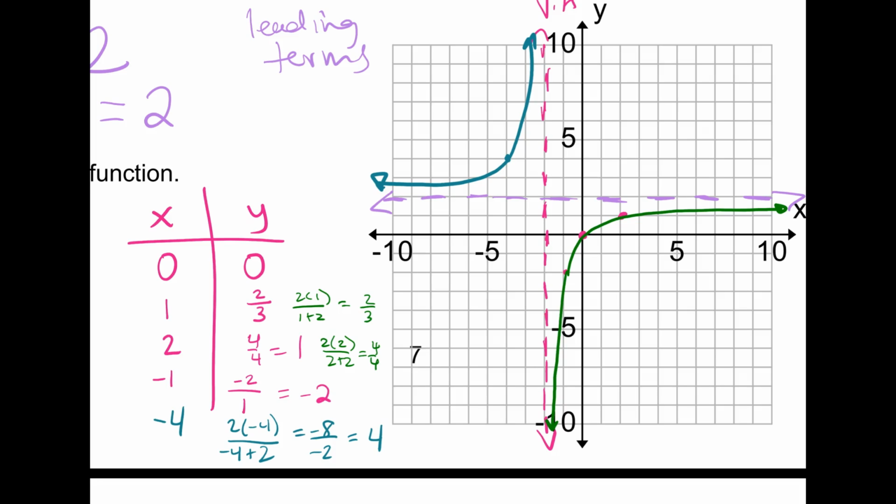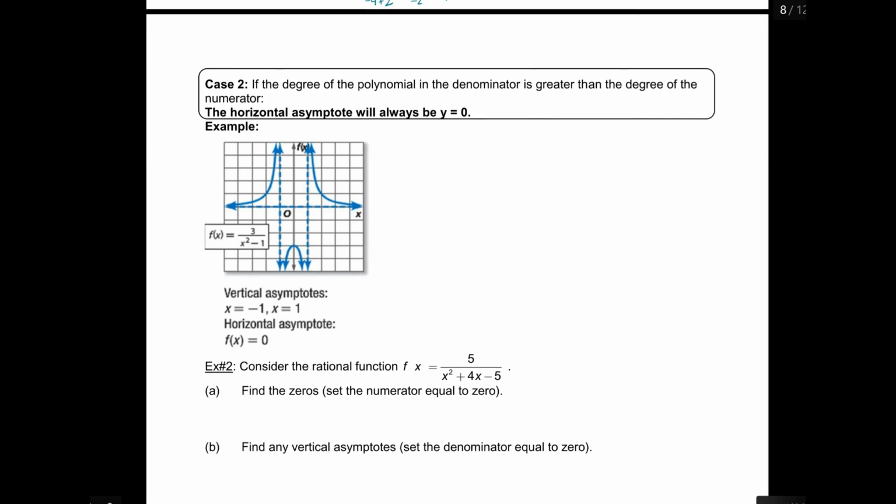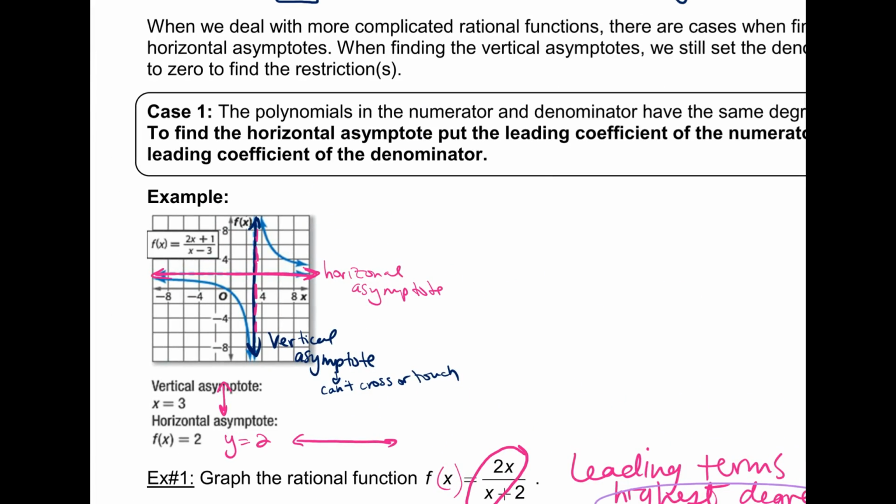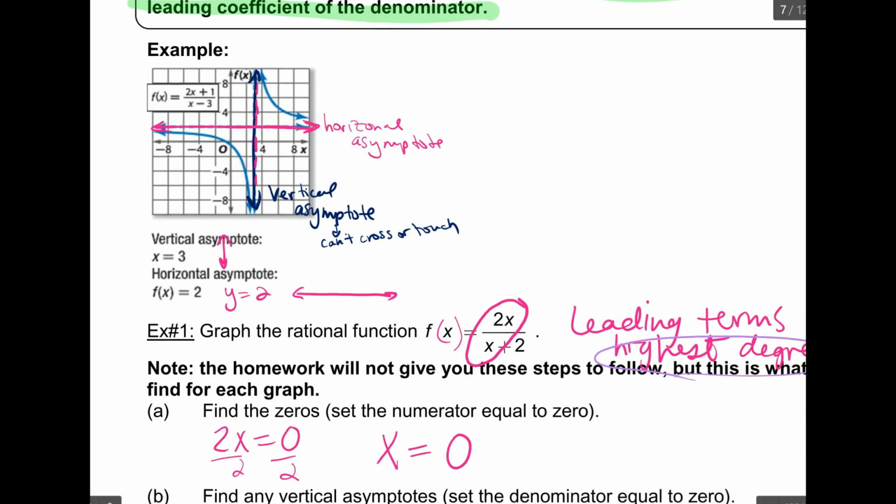Alright, let's do another example. The whole thing is just find the vertical asymptote, find the horizontal asymptote, see if we have an x-intercept. Case 2. So case 1 was, well, how did I know what to do? I told you to find the horizontal asymptote, put the leading coefficient in the numerator over the leading coefficient of the denominator. Remember, the leading term is the term on top with the highest exponent, and the term on bottom with the highest exponent.